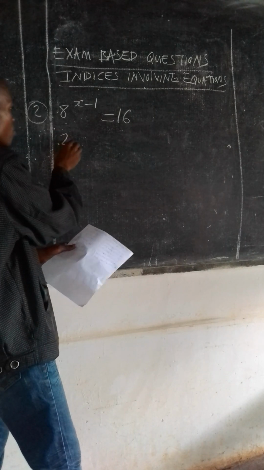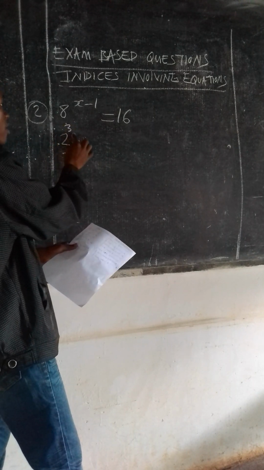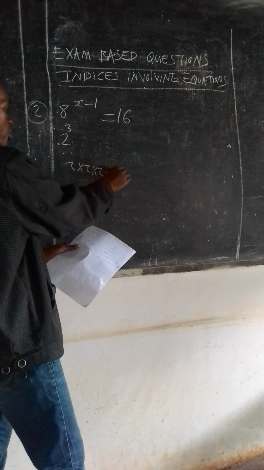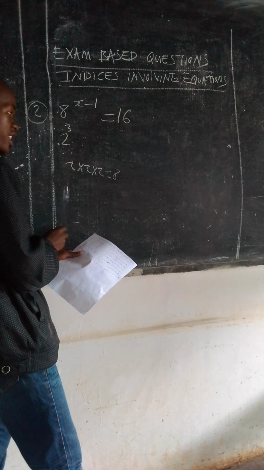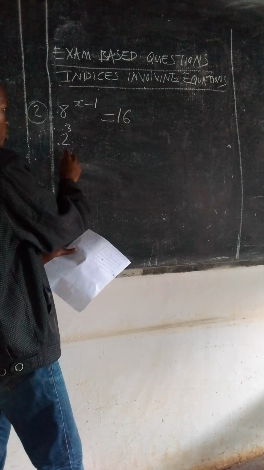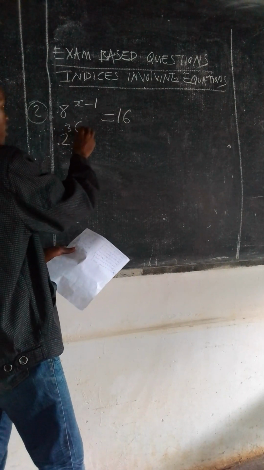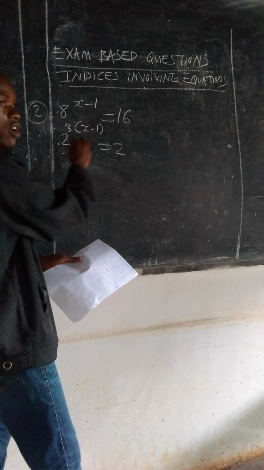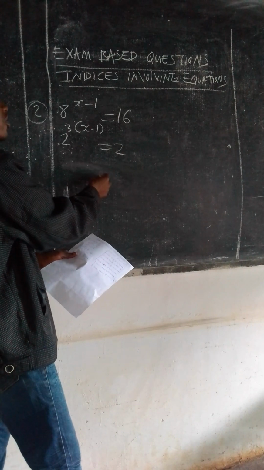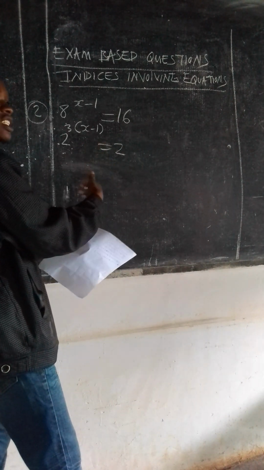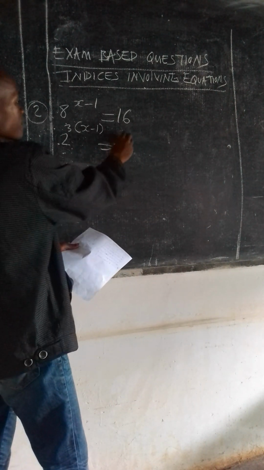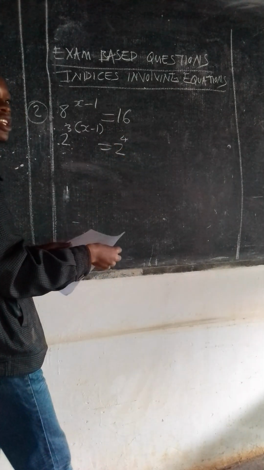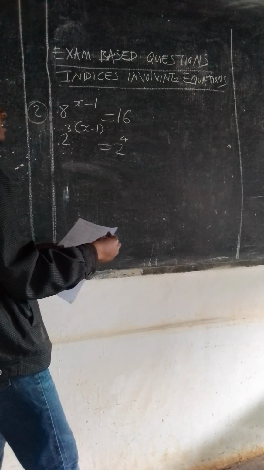We will say 2 to the power 3. This 2 to the power 3 represents 8. 2 times 2 times 2, you get what? 8. You see that? So 2 to the power 3 represents 8, then multiplied by x minus 1 equals 2. If here you use 2, also on the other side use 2. This 2 should be raised to a certain power which will represent 16, and that is 4. 2 to the power 4, when you multiply 2 by itself 4 times, you get 16.